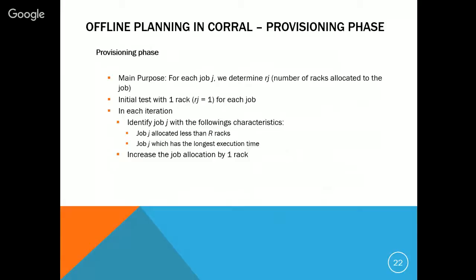This algorithm works. Why does it work? Because it spreads the longest job across more racks, shortening the job that is taking the most time. So we're trying to make this job as small as possible, working with the efficiency and productivity of this approach.